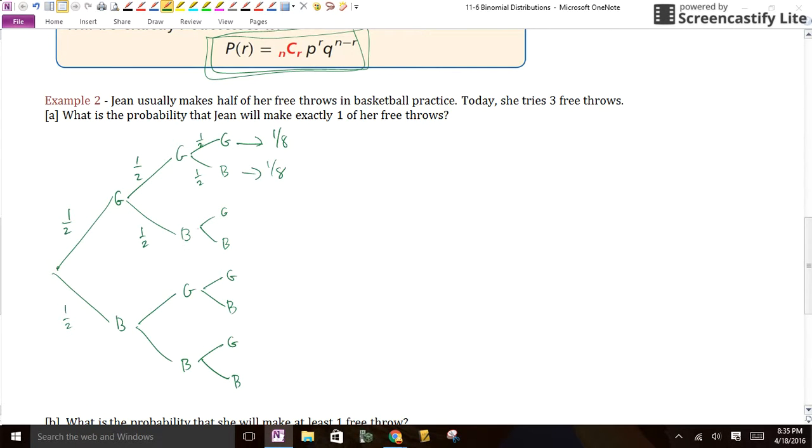Or good, good, bad was 1/8 of a chance. And what is this? Good, bad, good. That's 1/8. And this one, I'm starting to get the hang of it. These are all 1/8 chance. In fact, they're all equally likely outcomes with her 50-50 shot. And then I could answer the question.